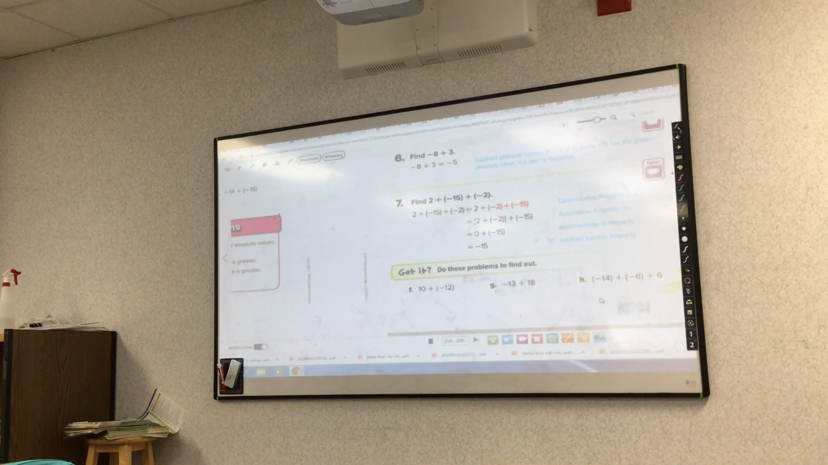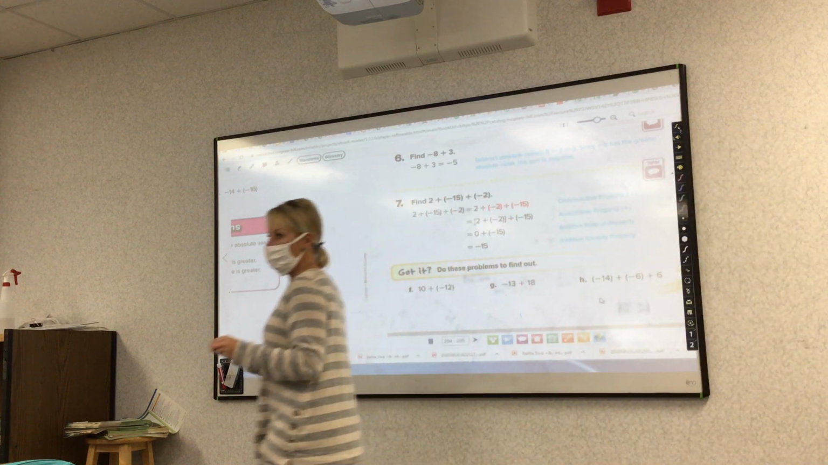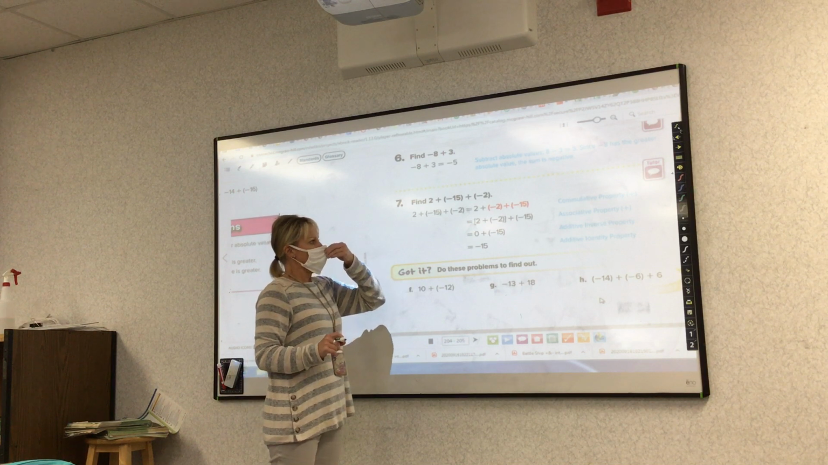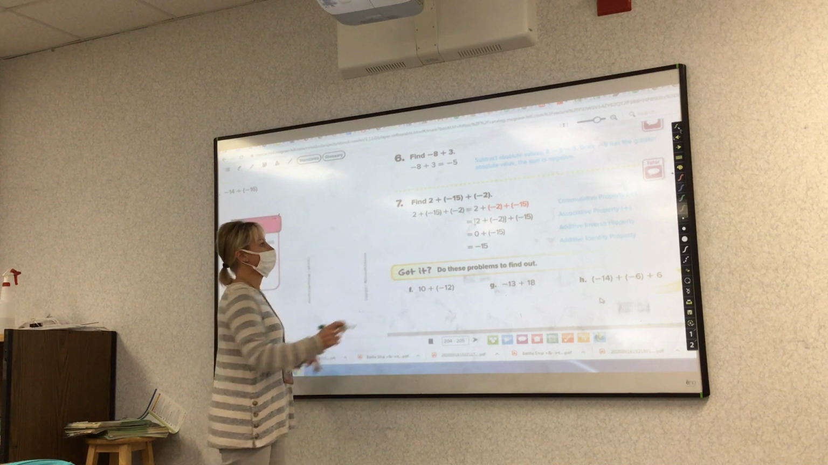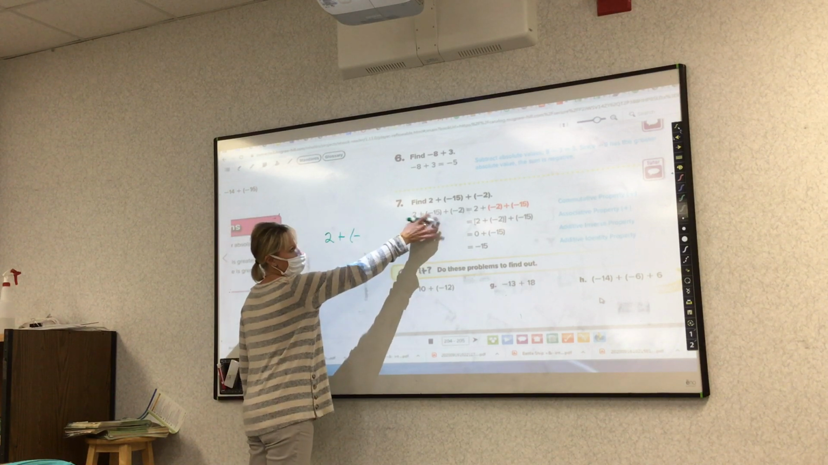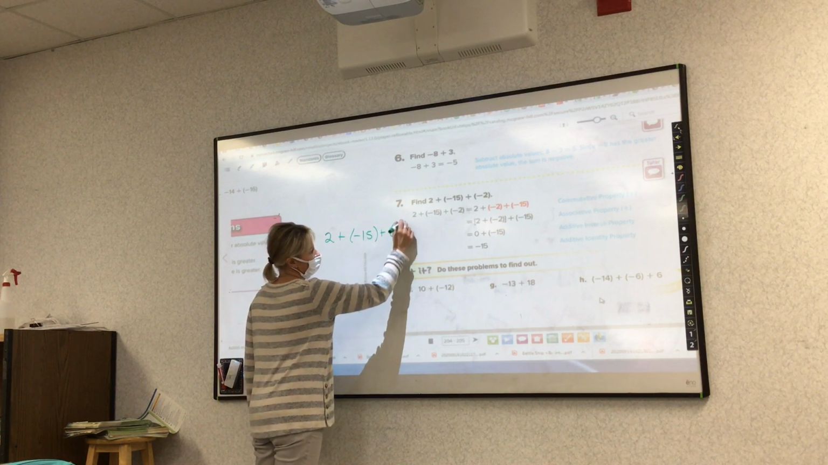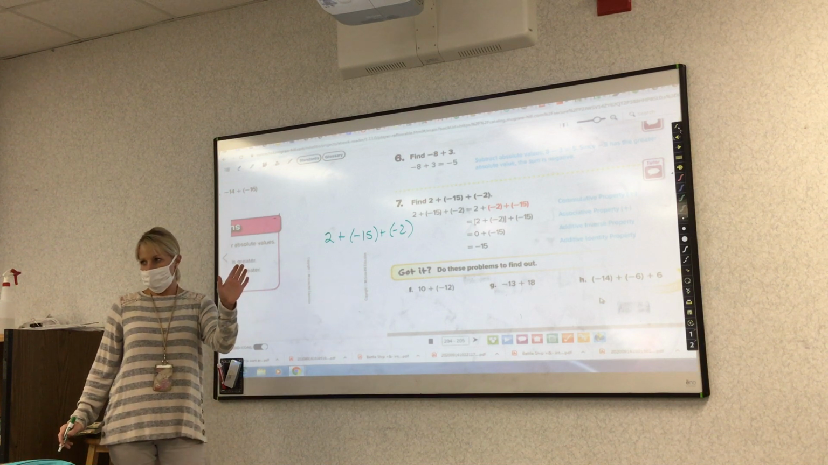Now with number 7, we're getting into adding more than 2 numbers. So now we're adding 3, okay? I want you to write down what I'm going to write down over here. Write down 2 plus a -15 plus a -2. When adding, I can just add left to right.